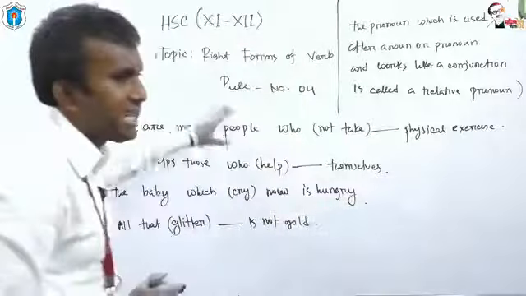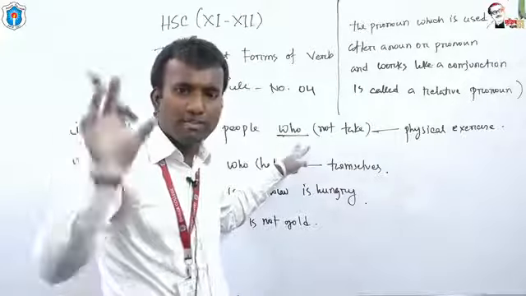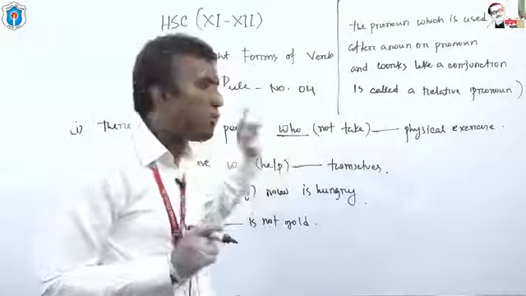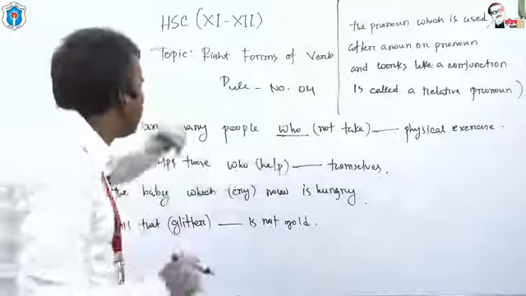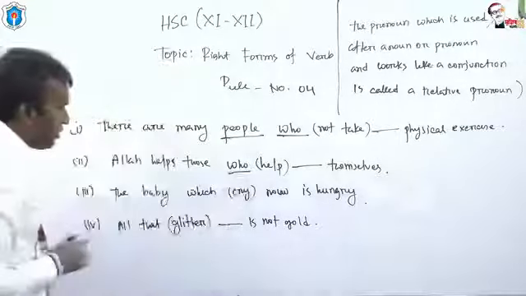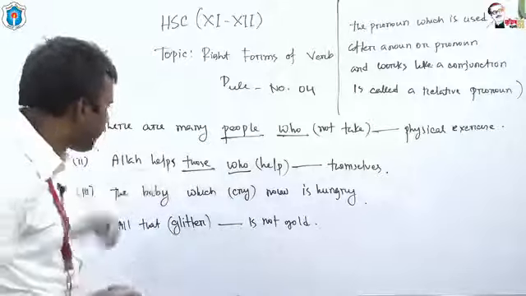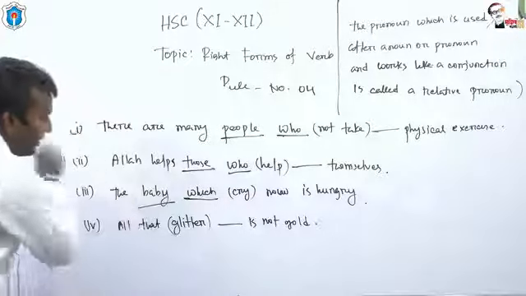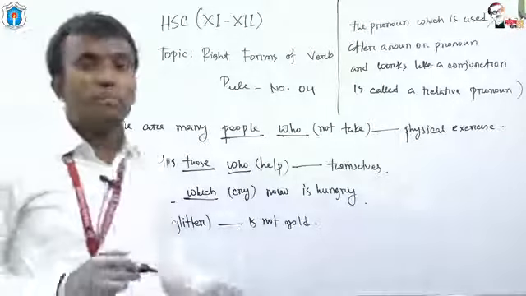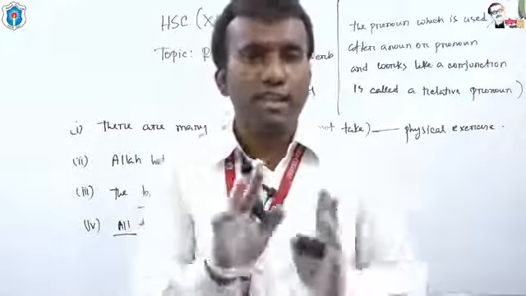Okay? Now let us calculate. This is the relative pronoun. I have told you that before a relative pronoun, definitely there must be a noun or pronoun. What is the noun before this relative pronoun? This noun is people. In my second sentence, who is the relative pronoun? And what is the noun or pronoun used here? That is those. In the third, the relative pronoun is which and the noun is baby. In the fourth, the relative pronoun is that and the pronoun is all. So before a relative pronoun, there must be a noun or pronoun. Is it clear to you?